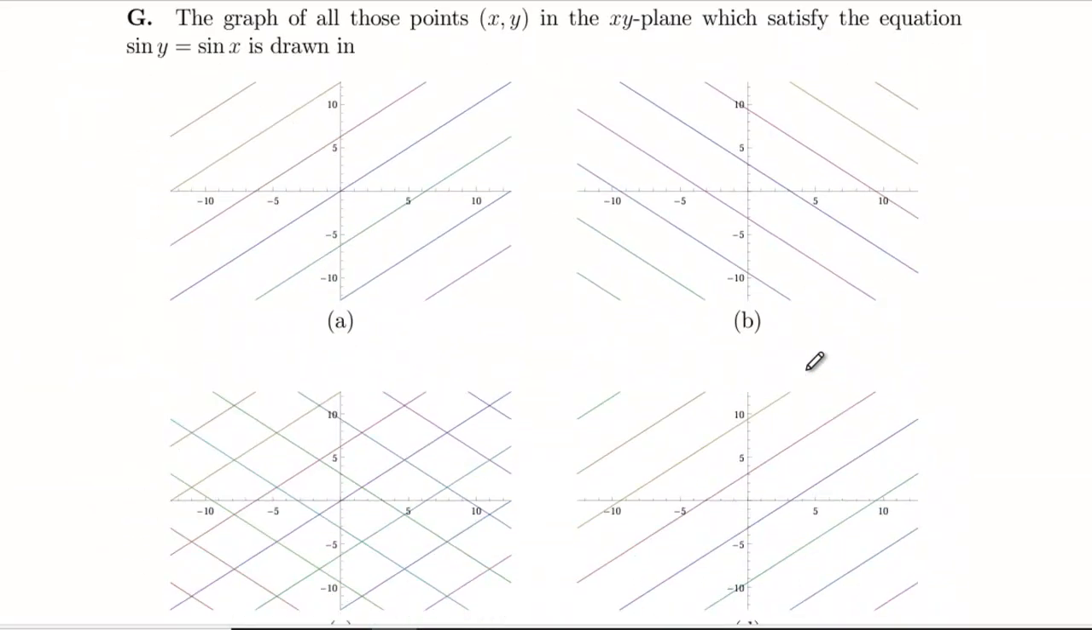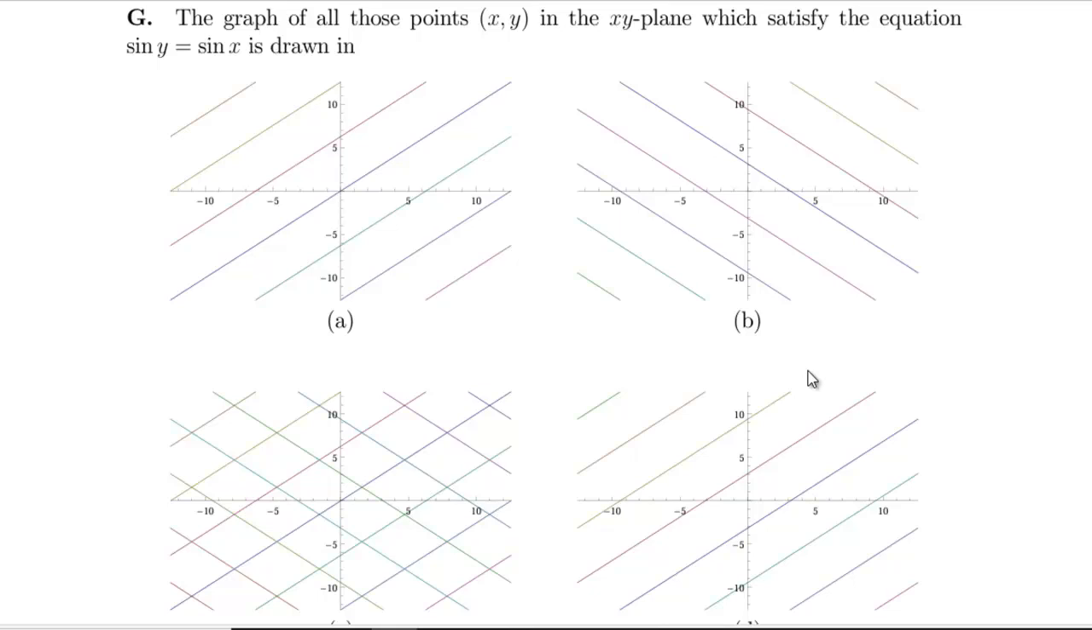I like that one. Geez whiz, these look horrible for identify the graph question. Graph of all those points x, y in the xy plane which satisfy the equation sine y is equal to sine x. Drawn in which one? So what are the variations here? We've got variations in gradient. We've got this weird one down here at C where they're going positive and negative. We've got how often it's cutting the axes, a lot more frequently.